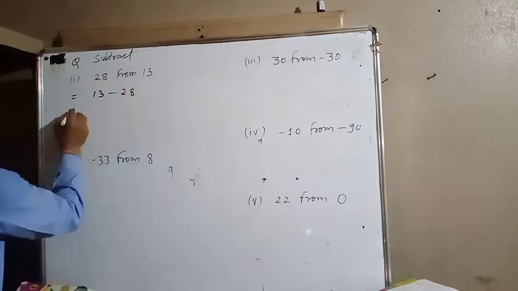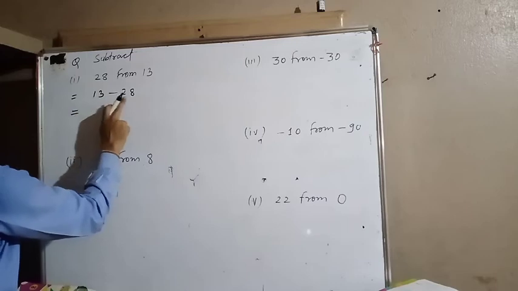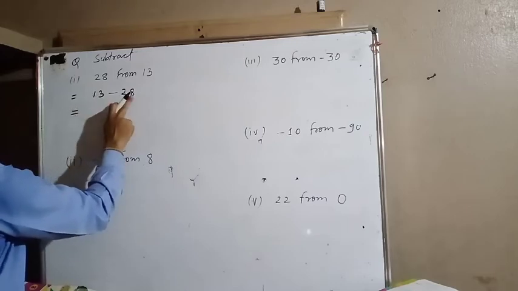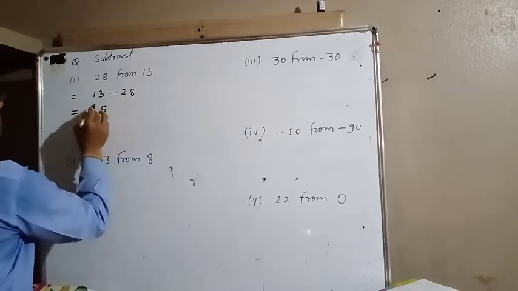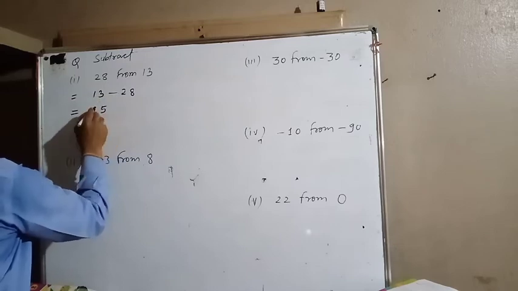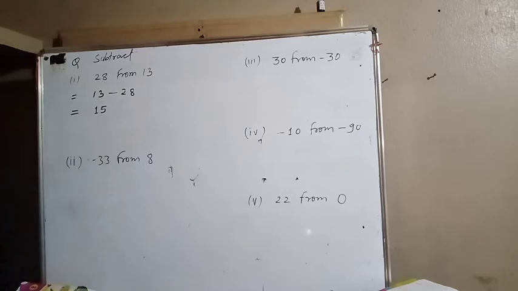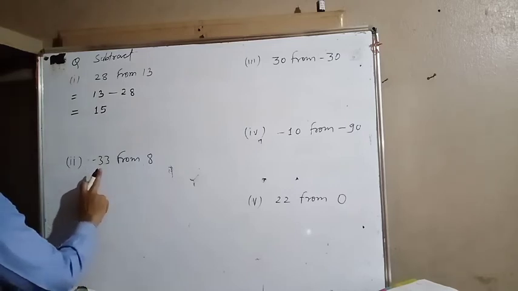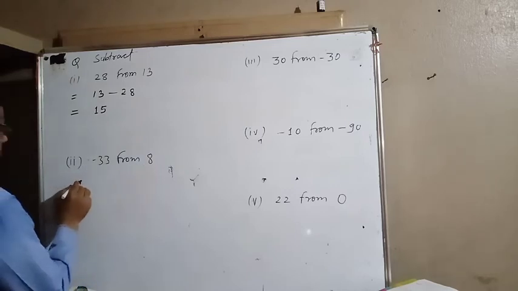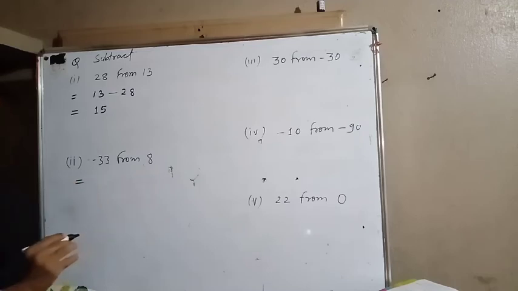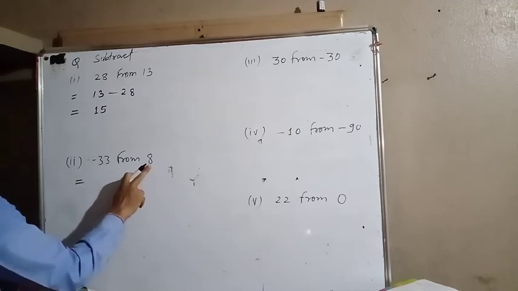28. Now you subtract. So what do you get? 13 from 28. 3 from 8, so we get 5. And this 1 from 2, so you get 1. What is the answer? 15. Got it? Yes. Now minus 33 from 8. Which number should we write first? 8. We will write 8 first.